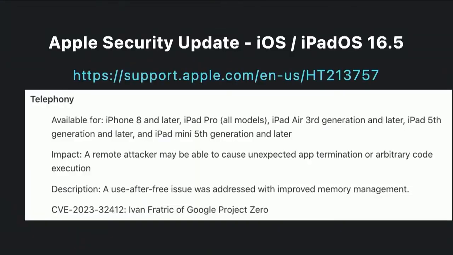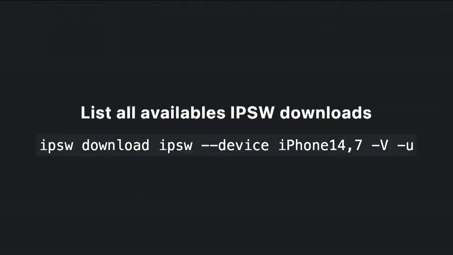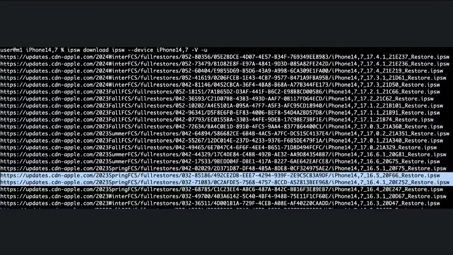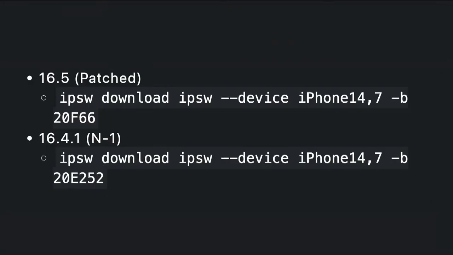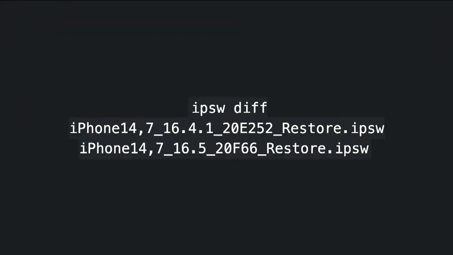This was actually a Project Zero report, but in the Apple Security Update, we can see that in the telephony component, there's a use after free issue. So we can go and download the IPSW, the patch version, and the N-1. So we go find those two files. We go ahead and download those. We can repeat that later. And then we can use the IPSW diff to see which files actually have changed.